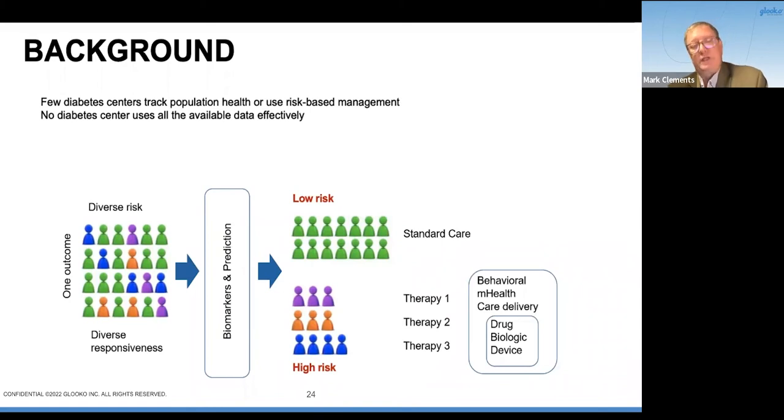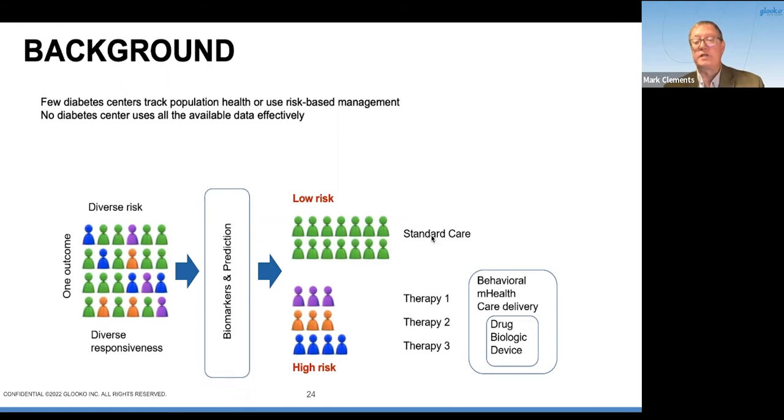I believe it is true today that globally very few diabetes centers track population health or use risk-based management protocols. And as I asserted in my initial slides, no diabetes center likely uses the ocean of data effectively. So the way I conceptualize this is that if we take any given clinical population, a clinic population has diverse risk for any given outcome of clinical importance to us, and presumably diverse responsiveness to any therapy that we might put in front of them.